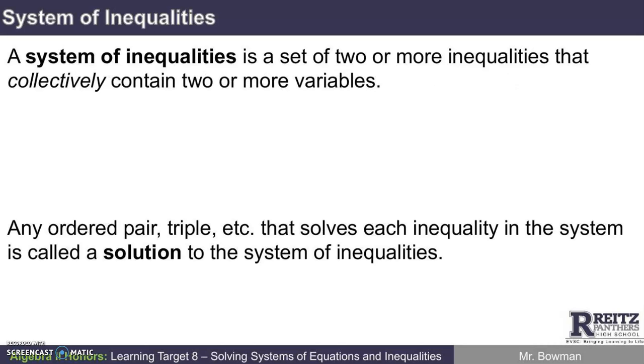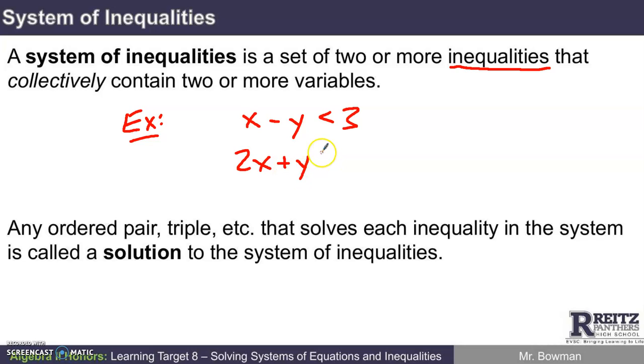So a system of inequalities is a set of two or more inequalities that collectively contain two or more variables. This is much like a system of equations, other than simply that each of the statements in that system are inequalities now. So here's an example of a system of inequalities. x minus y is less than 3, and 2x plus y is greater than or equal to 10.